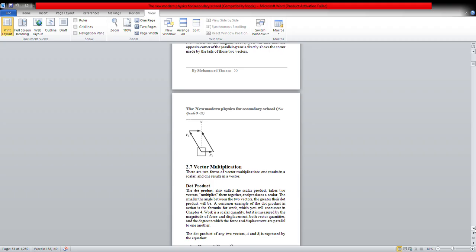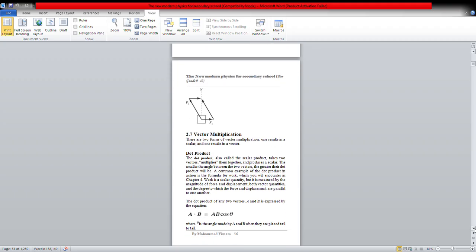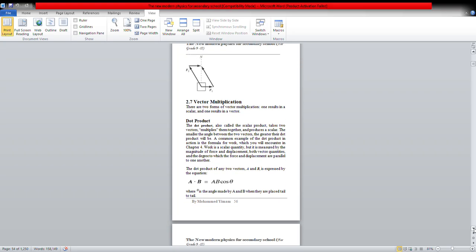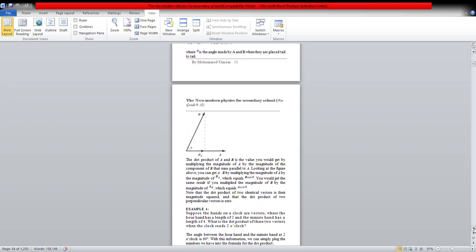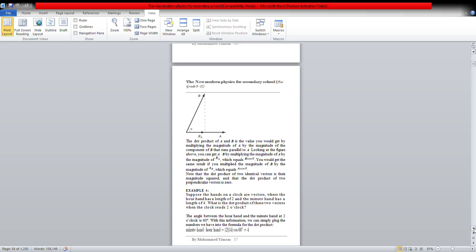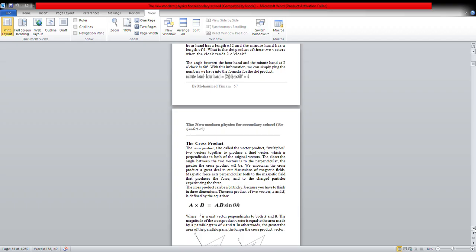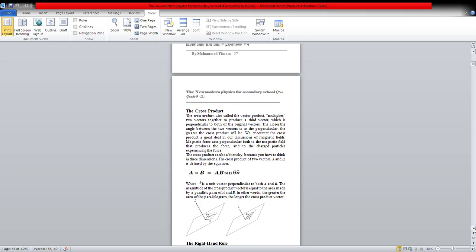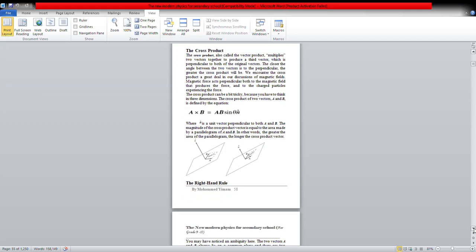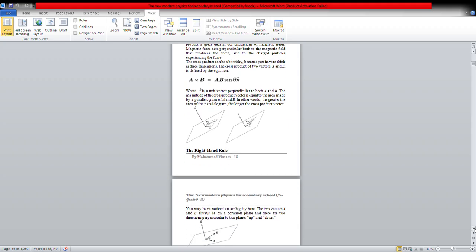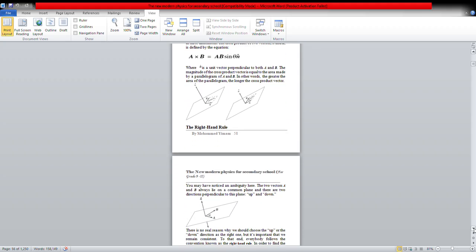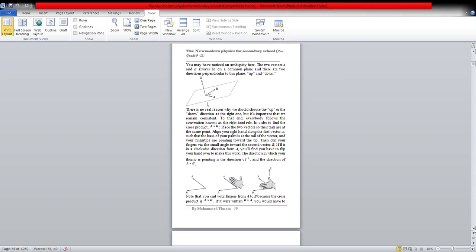We'll see in detail about vector multiplication: the dot product and the cross product. The dot product A dot B is equal to AB cos theta. We can see the graph like this. There are also examples. The cross product A cross B is equal to AB sin theta. The dot product is a scalar quantity, and the cross product is a vector quantity. You can use the right hand rule to get the direction of the cross product. You can see from the figure like this.